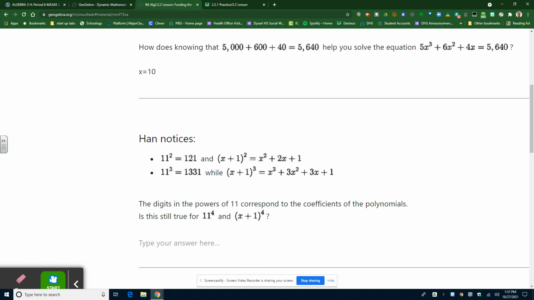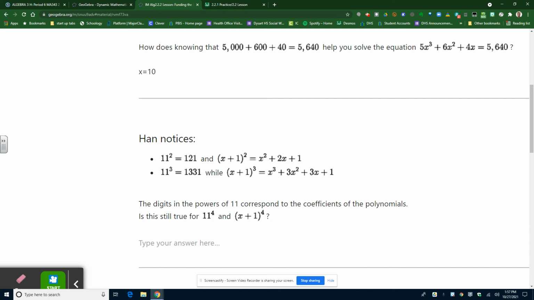So we've done (x + 1)^2. We haven't done it too much, but we have done (x + 1)^3. And I want you to look at what's going on here. You have 11 squared is 121. 11 cubed is 1,331. You can confirm that on Desmos if you like. But notice that the powers of 11 correspond to the coefficients in the polynomial. So this is 1, that's 2, 1. This is 1, that's 3, 1.